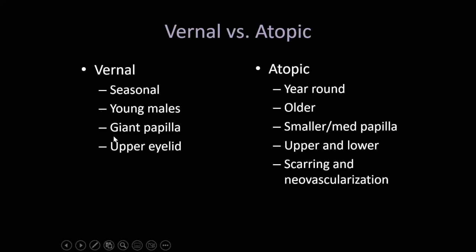VKC tends to be characterized by giant papillae in many people. Then you have small, medium-sized papillae in atopic keratoconjunctivitis. VKC tends to be, in most instances, limited to the upper lid. In atopic, you have both upper and lower lid involvement. You have cicatrization, scarring of both the fornices and the bulbar conjunctiva with neovascularization, which is pannus formation.